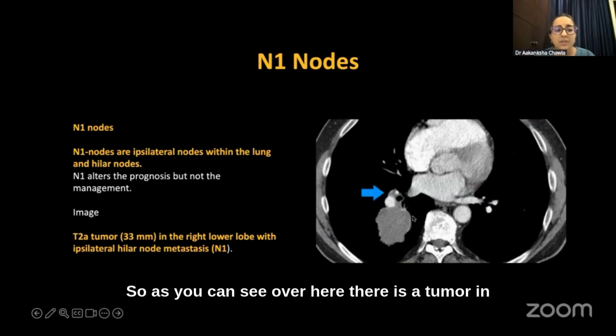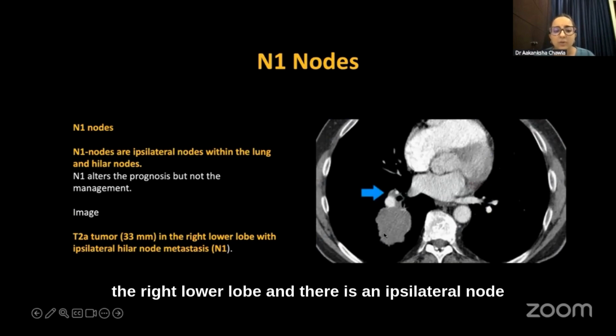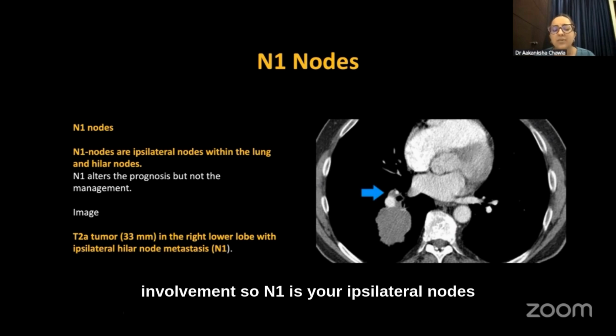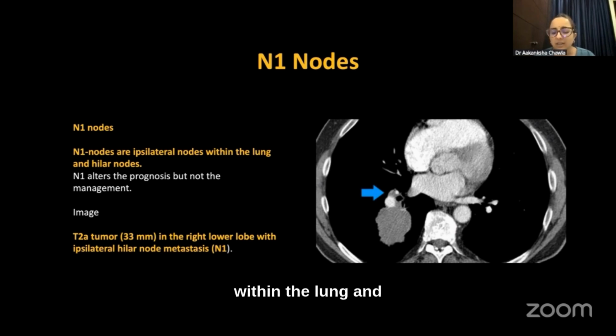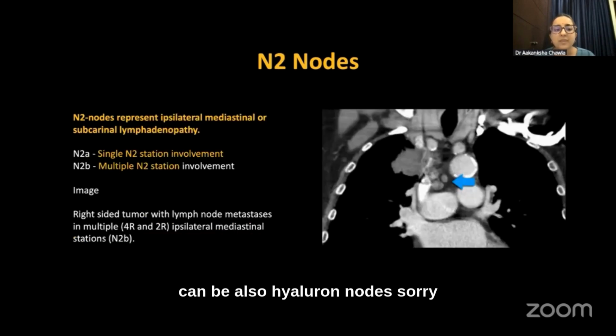So as you can see over here, there is a tumor in the right lower lobe, and there is an ipsilateral node involvement. So N1 is your ipsilateral nodes within the lung, and there can also be hilar nodes. Sorry, N2 is nodes that represent ipsilateral mediastinal and subcarinal. Like I said, N2 is N2a and N2b. So single node station is N2a and multiple node stations is N2b.